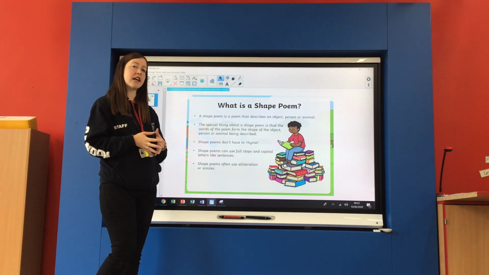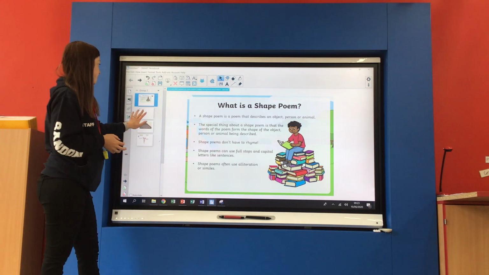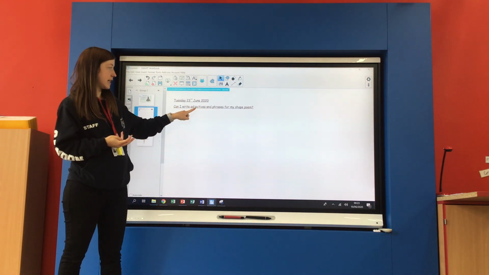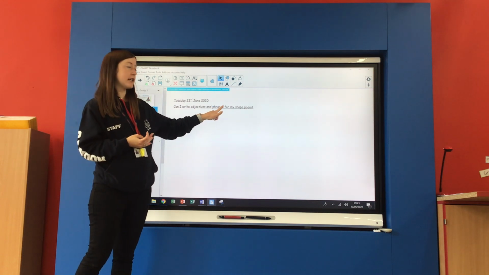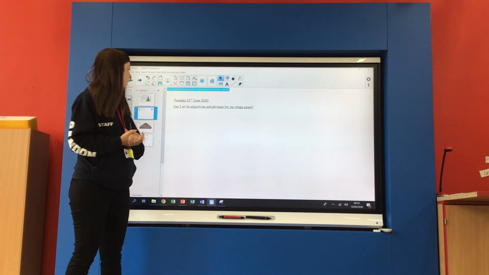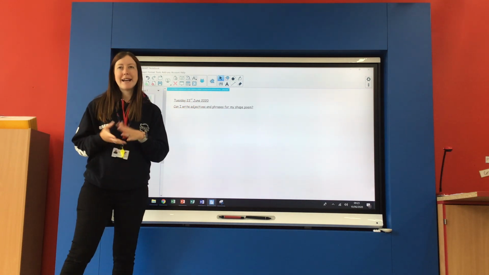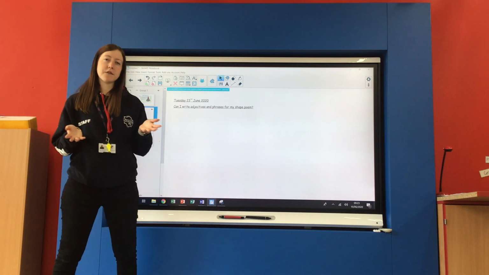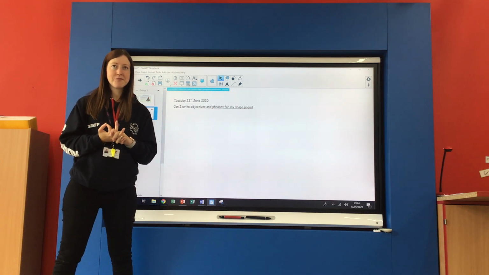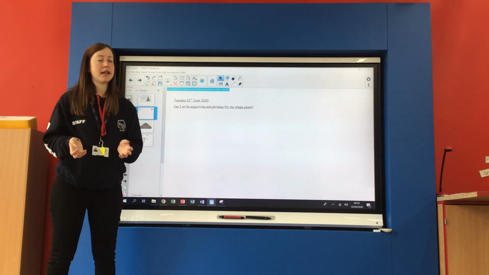Okay, let's have a look then at what we're going to do today to start building our own shape poem. So today we're going to write adjectives and phrases for your shape poem. Okay. What do we mean then by an adjective? We're going to write adjectives. What do we mean by an adjective? Okay, an adjective is a describing word, isn't it?